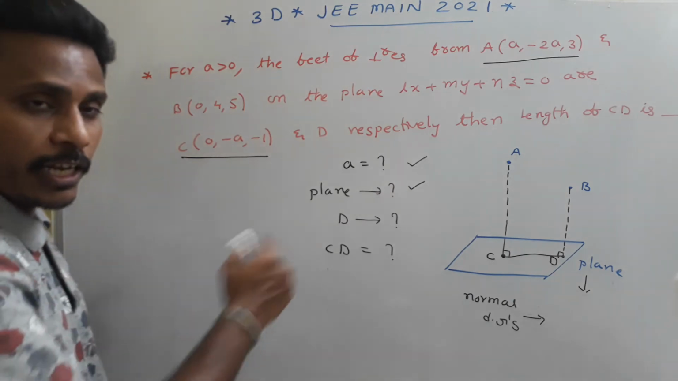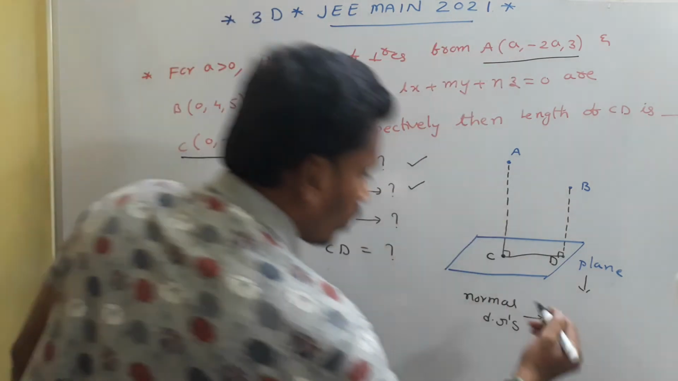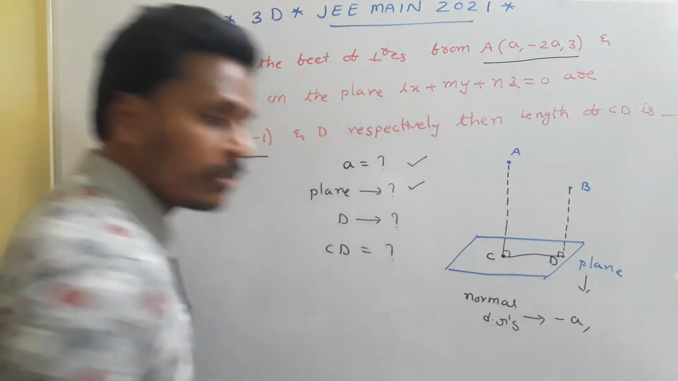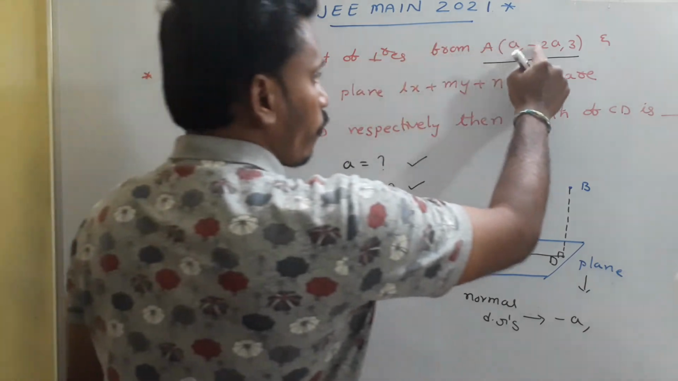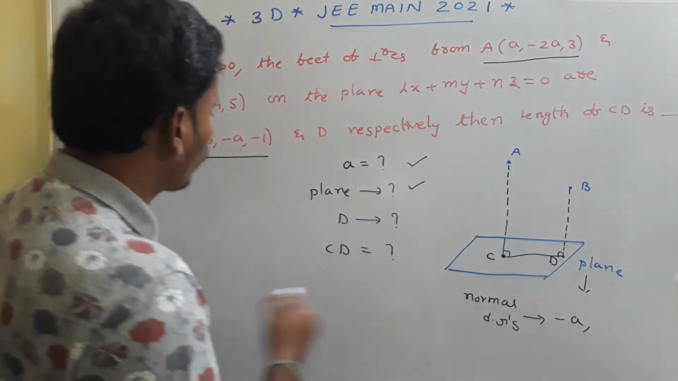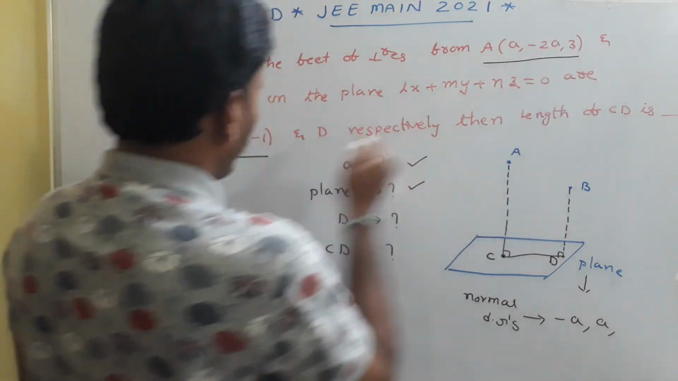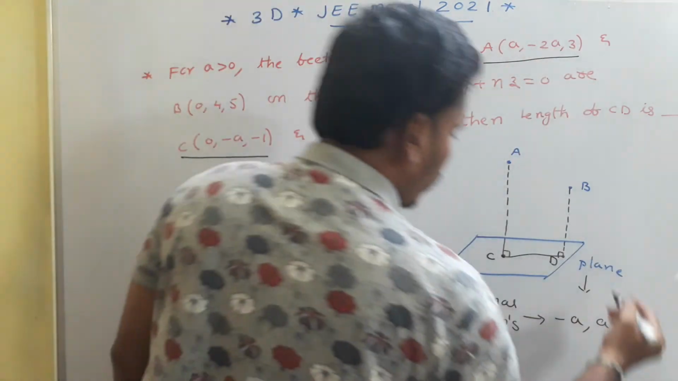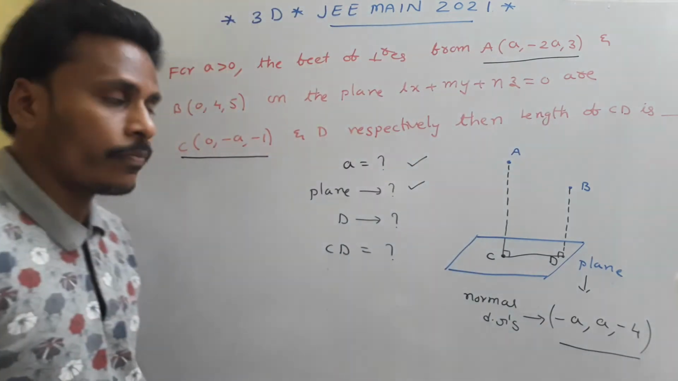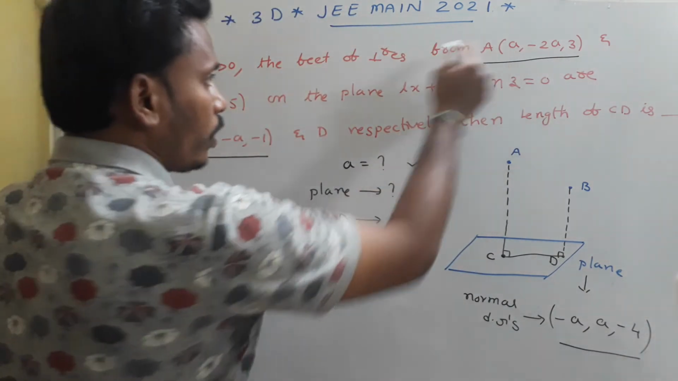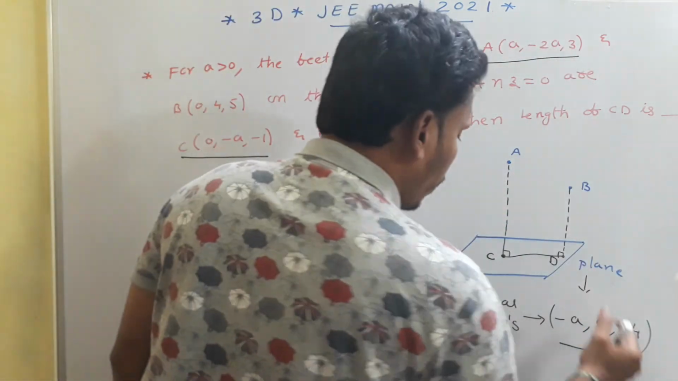So normal DRs means x2 - x1, y2 - y1, z2 - z1. x2 - x1, 0 - a, that means -a. y2 - y1, -a, minus of minus is plus 2a. So 2a minus a is again a. And then z2 minus z1. So this is -1 and -3 is -4. So these are the normal DRs. Okay, x2 minus x1, y2 minus y1, z2 minus z1, normal DRs.